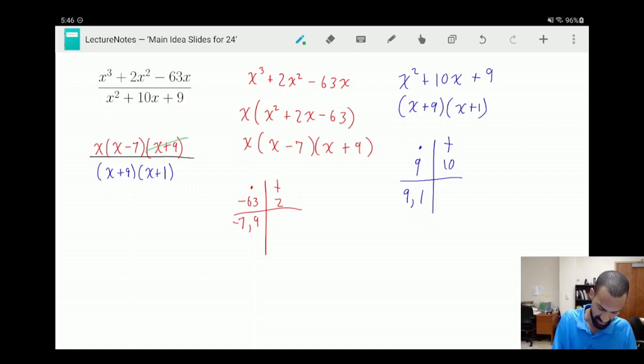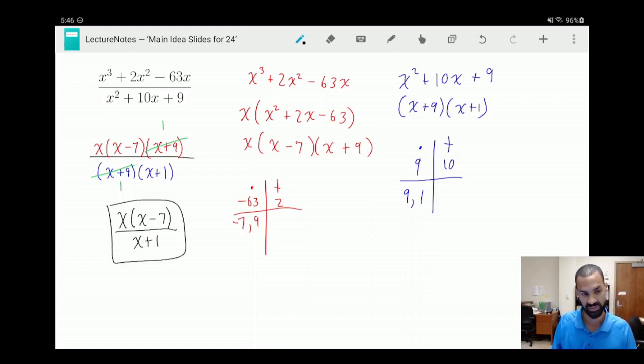Great. So now the top is factored, the bottom is factored. X plus 9 divided by x plus 9 will divide out. They cancel each other out. Again, remember, that's leaving you with 1's here. So it's x times x minus 7 times 1 over x plus 1, right? 1 times x plus 1. So there we go. X times x minus 7 over x plus 1.